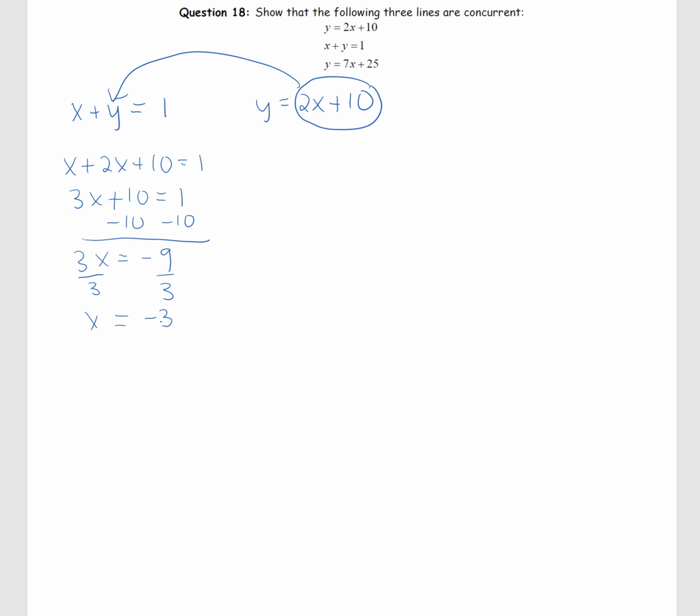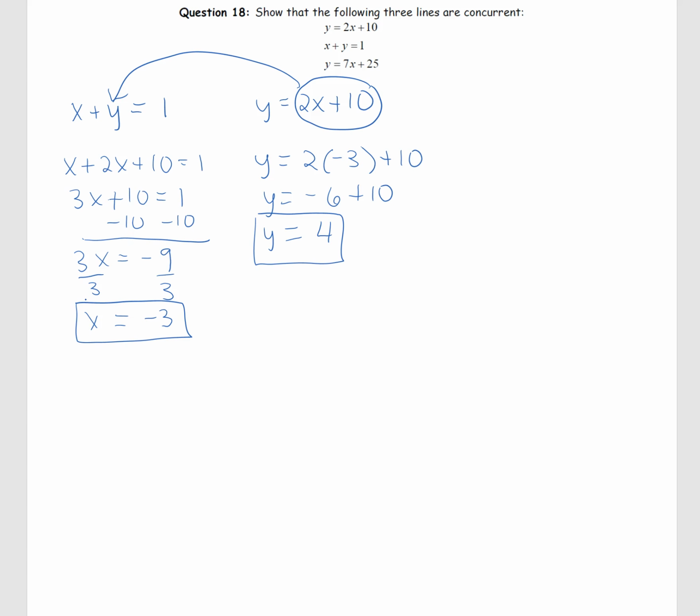Now I can plug this back into this equation here. So this gives me y equals 2 times negative 3, because I'm plugging negative 3 for x, plus 10. Now I'm going to solve for y. This gives me y equals negative 6 plus 10, which is positive 4, so y equals 4. So I have x equals negative 3, y equals 4, for my x and y values that fit both of these first two equations.